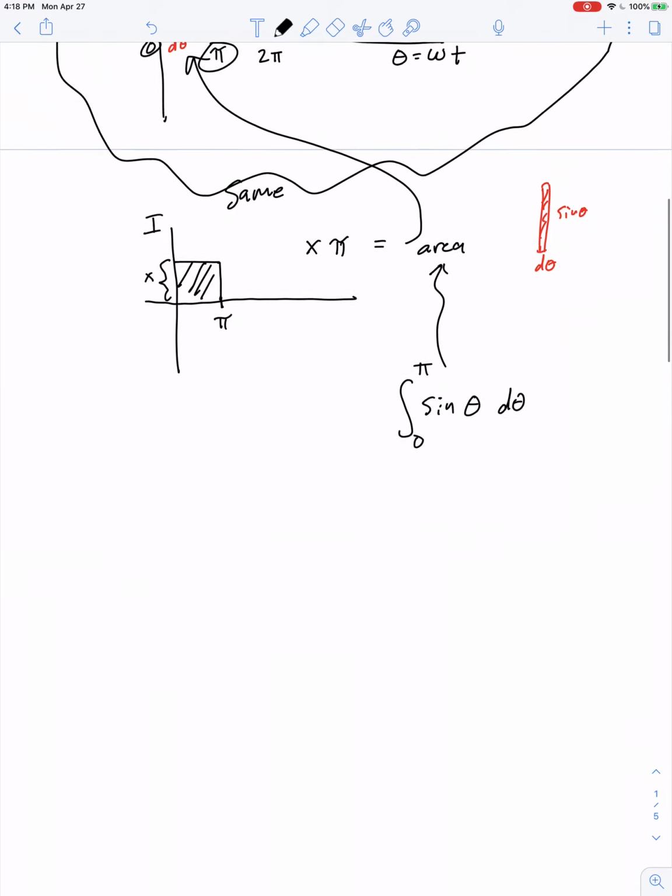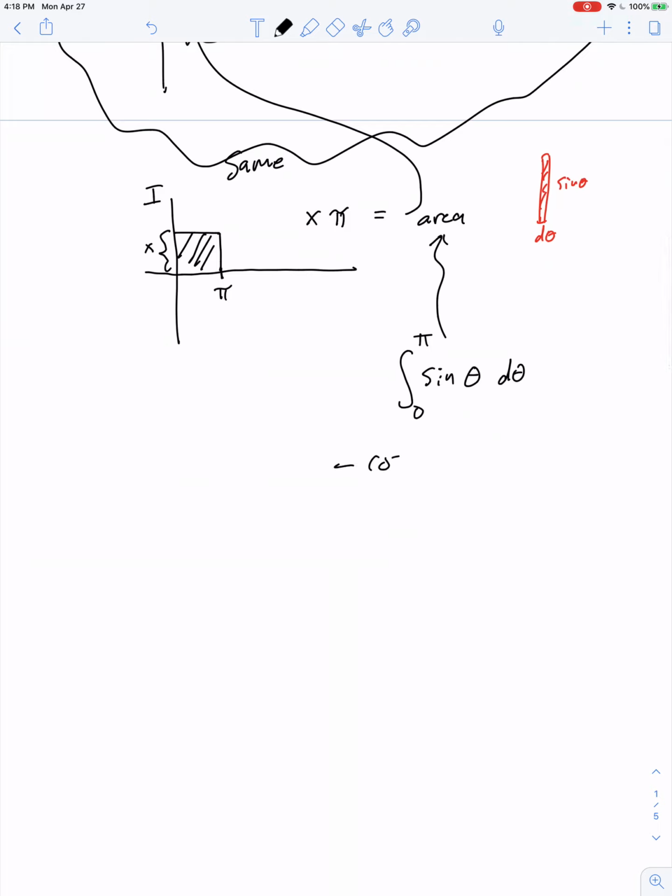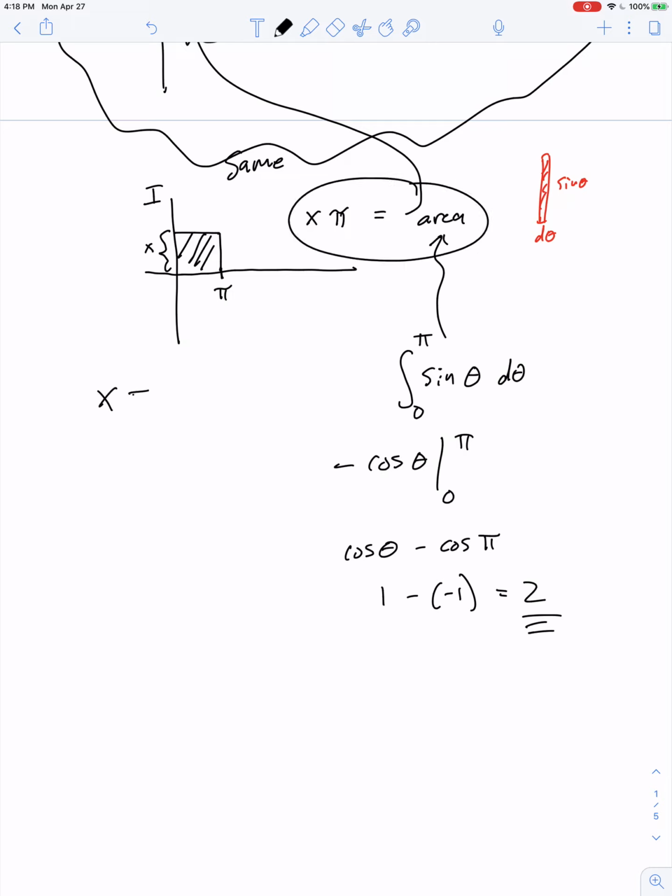So the integral of sine of theta is negative cosine. So you get negative cosine theta evaluated from 0 to pi, which gives us cosine of 0 minus cosine of pi, which gives us 1 minus negative 1, which is 2. Okay, so there we have it. X times pi has to equal 2, so x has to equal 2 over pi. There you have it.